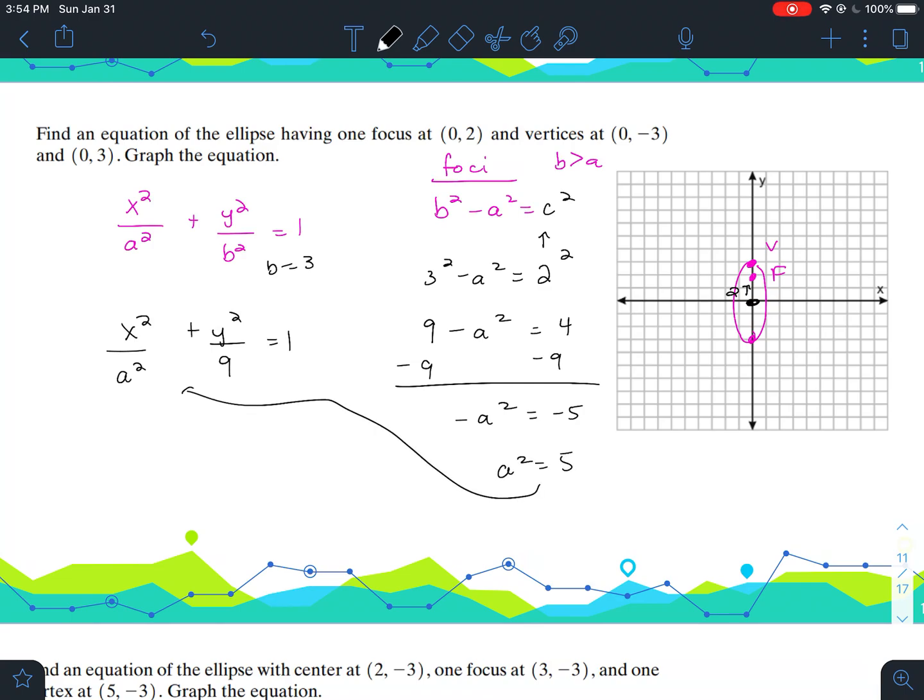So now we're just going to take that and plug it in. So I get x squared over 5 plus y squared over 9 equals 1. And that would be the equation for that ellipse.